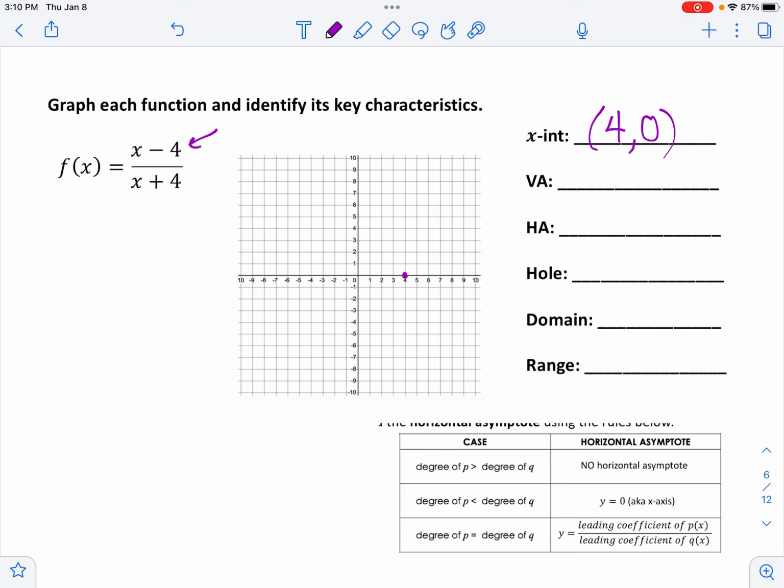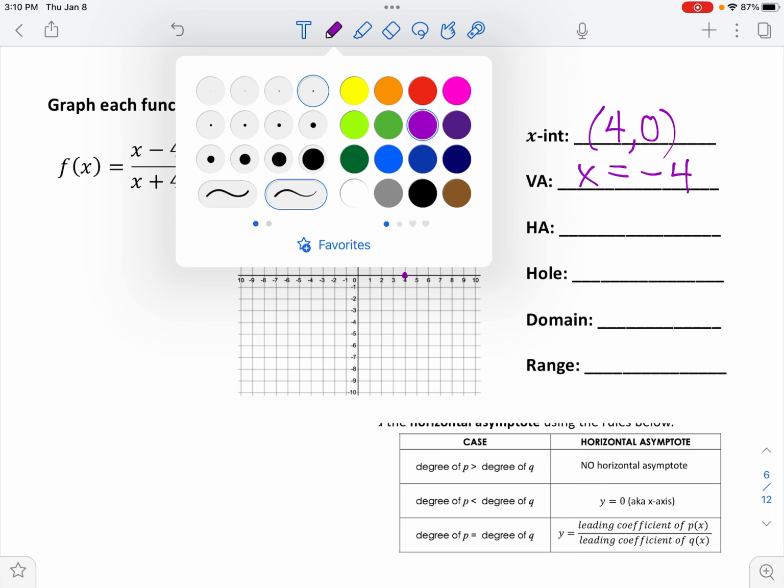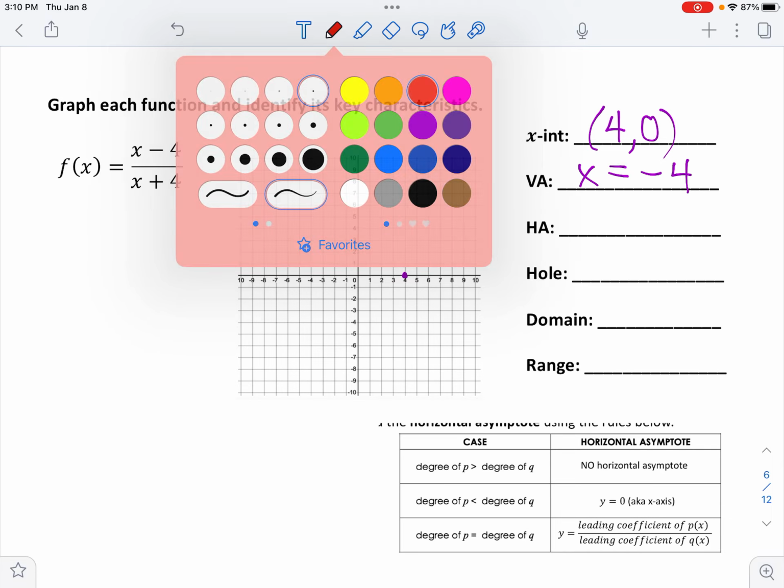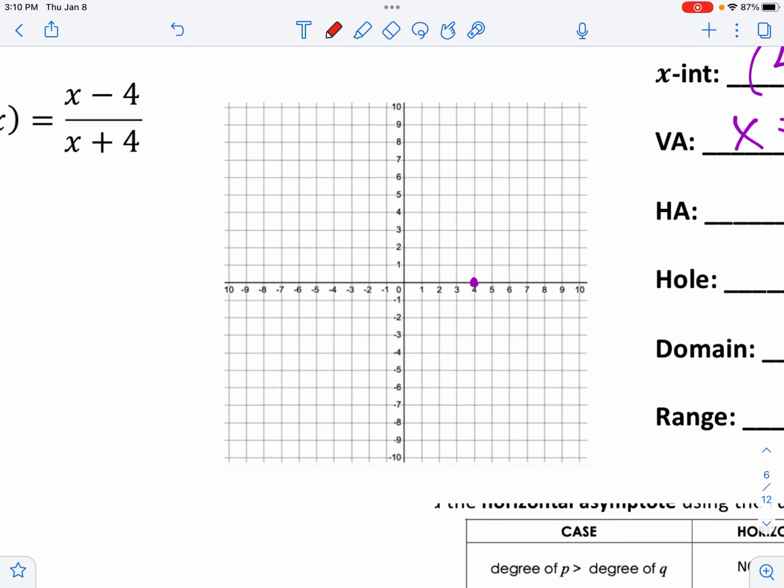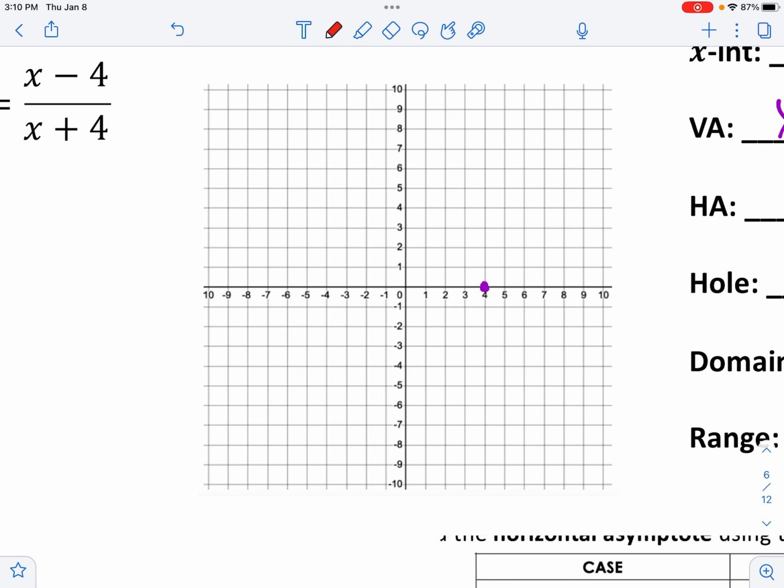The vertical asymptote is when the denominator down here is set equal to 0. So my vertical asymptote would be when x is equal to -4. Okay, cool. All right, hopefully we're tracking with that. Let's do that right now. I'm going to put my vertical asymptote in at -4 right now.